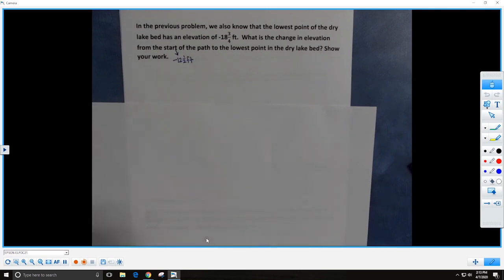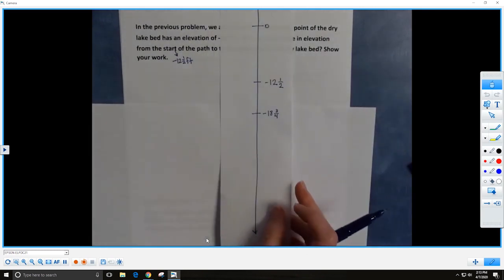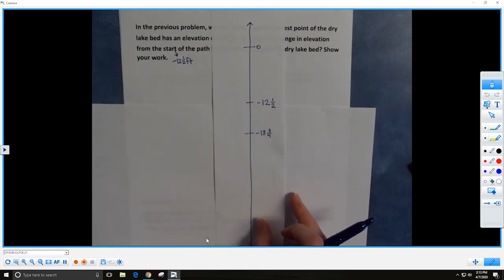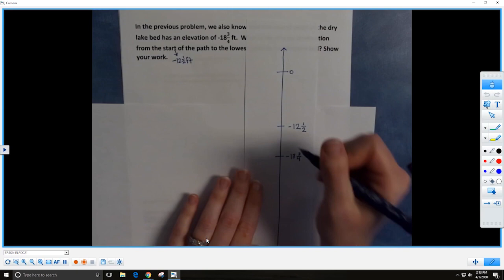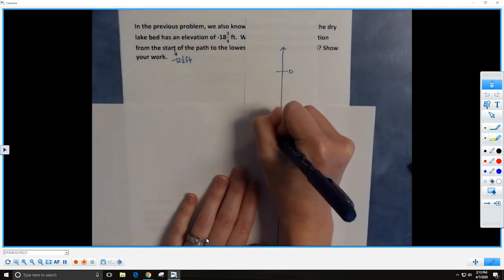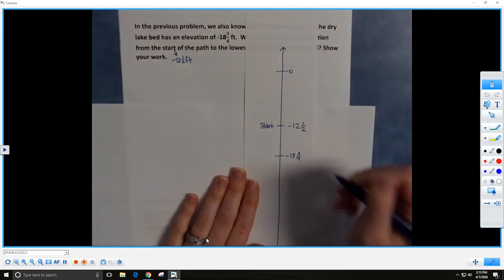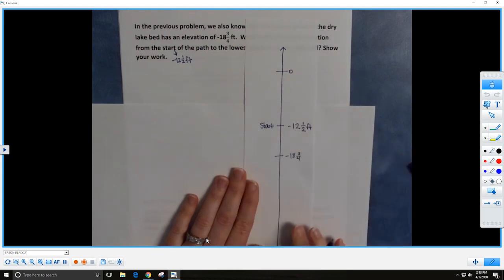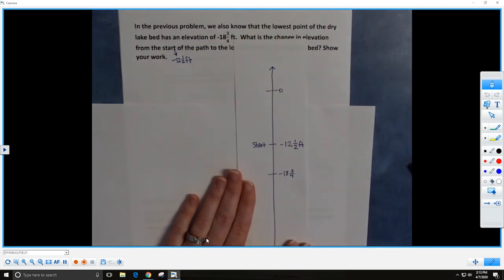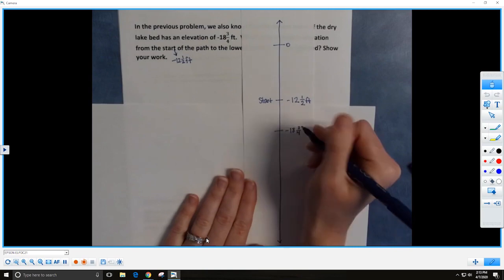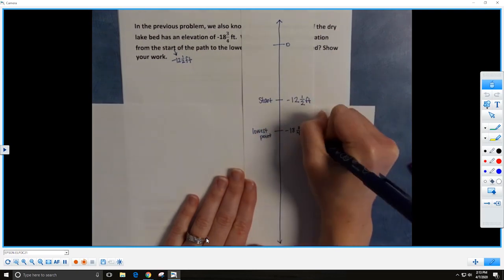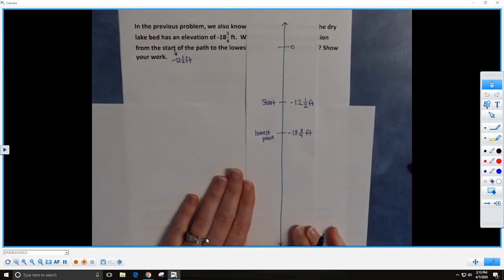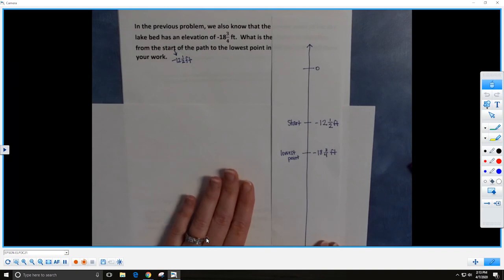While you're continuing to work, I will go ahead and show you the number line that I came up with for this one. So the start of the path was at negative 12 and 1/2 feet. And the lowest point was an elevation of negative 18 and 3/4 feet. Okay, so I drew a vertical number line here to represent that. I'll let you continue to work.